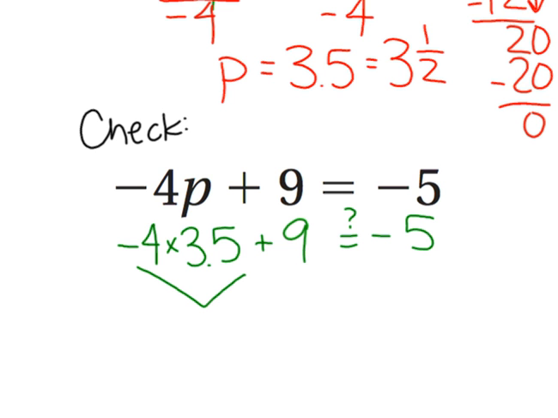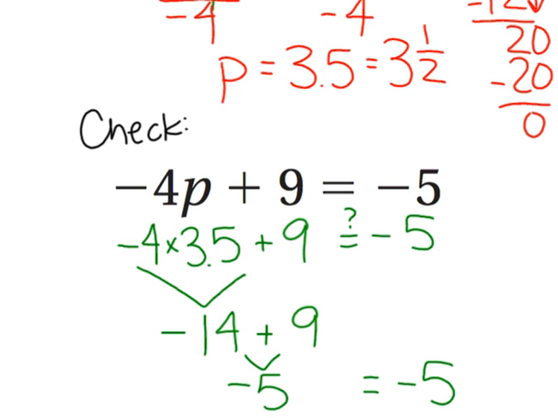So when I multiply 4 times 3.5, I will get -14. And then when I add 9 to -14, I do end up back at -5. So those two are equal, and I know that I have the correct answer back up here.